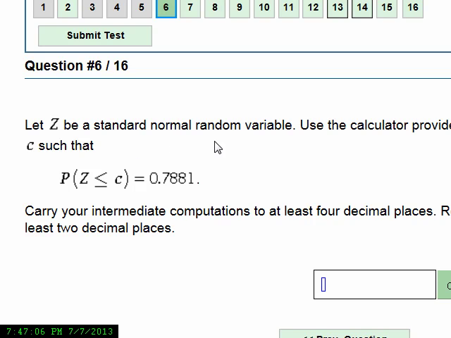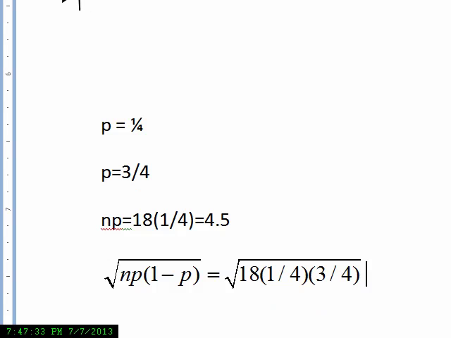Let Z be a standard normal random variable. Use the calculator provided to determine the value of C such that P of Z is less than or equal to C is 0.7881. Since 0.7881 is bigger than 50%, I know that if I'm going to have a Z score with a value bigger than 50%, that's everything to the left, since Z less than or equal to is to the left. Let's go out to Word and capture that.